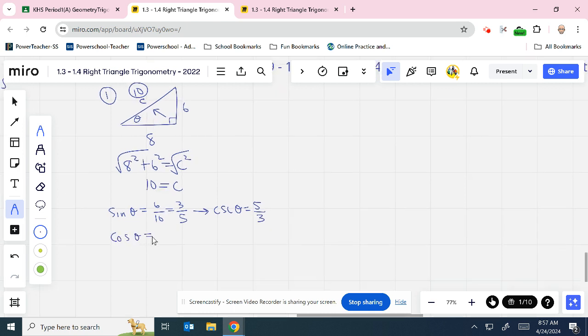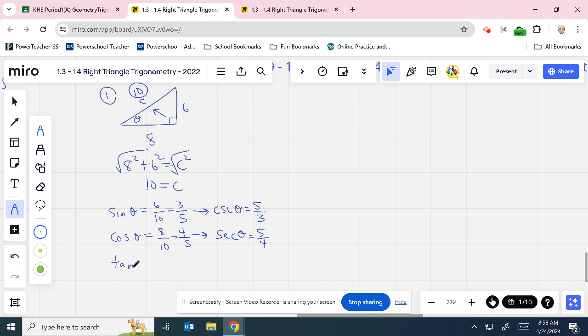Cosine of theta is CAH, so it's 8 over 10, which will reduce to 4/5. That means your secant, SEC, the reciprocal of cosine, is going to be 5 over 4. You just flip it over. So there are 4 functions done right there, just the fractions. They wanted us to give you the fractions.